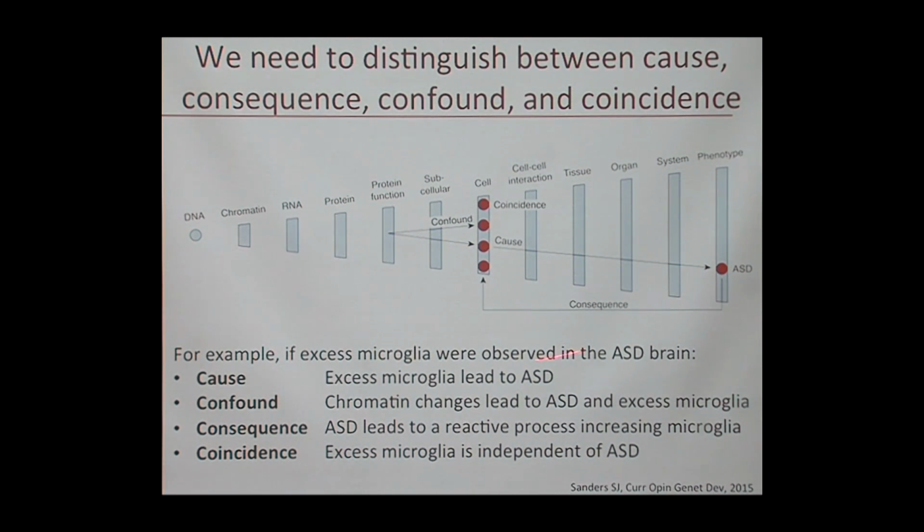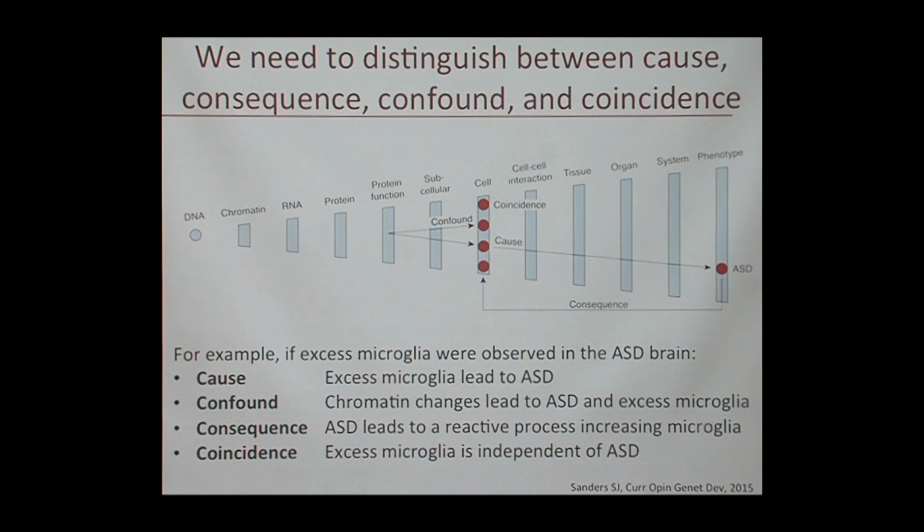And I want to illustrate some of the potential other relationships we could have here. Now let's imagine that we find a certain type of cell called microglia in the brains of people with autism. Now we could say that that is the cause. And if that's true, that means that the changes in DNA lead to an increase in microglia, and that leads to autism.